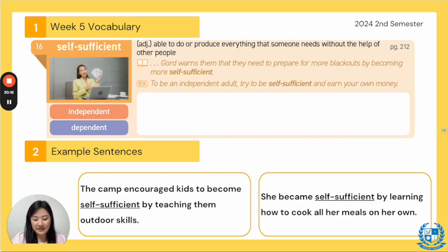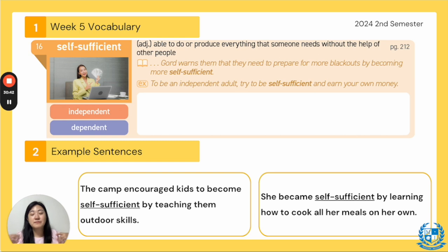Number 16, everyone say self-sufficient. Self-sufficient. The synonym is independent and the antonym is dependent. We see the in again there. It is an adjective and it means able to do or produce everything that someone needs without the help of other people. What does this long definition mean?